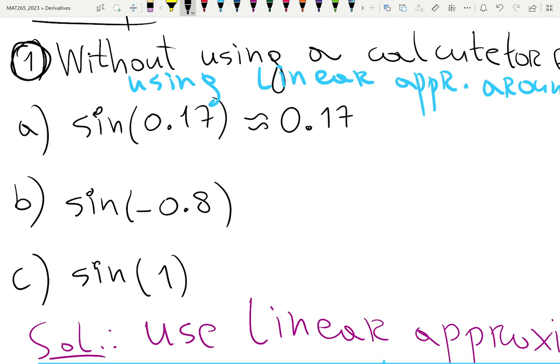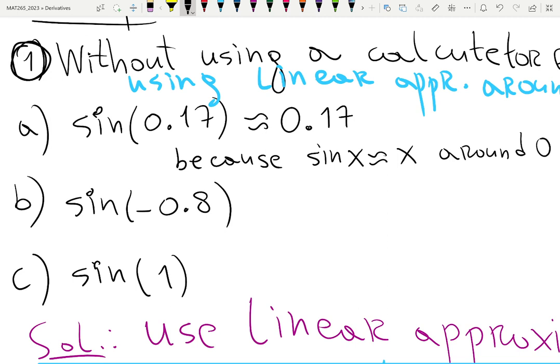Does that make sense? Because sine of x is approximately x, around 0. Around 0. Does that make sense? Or did it come out of nowhere? Did you just blink and now it's out of nowhere?